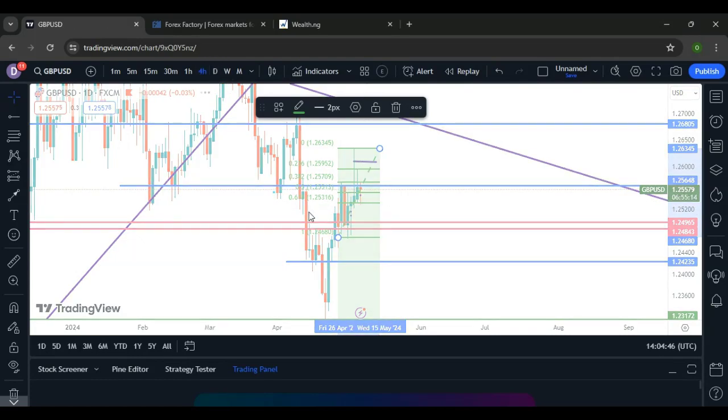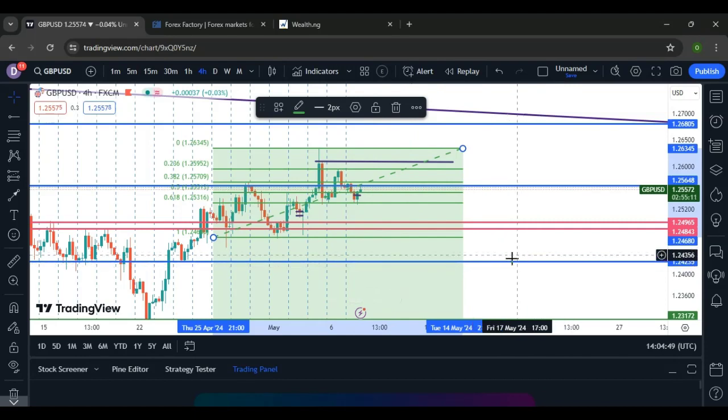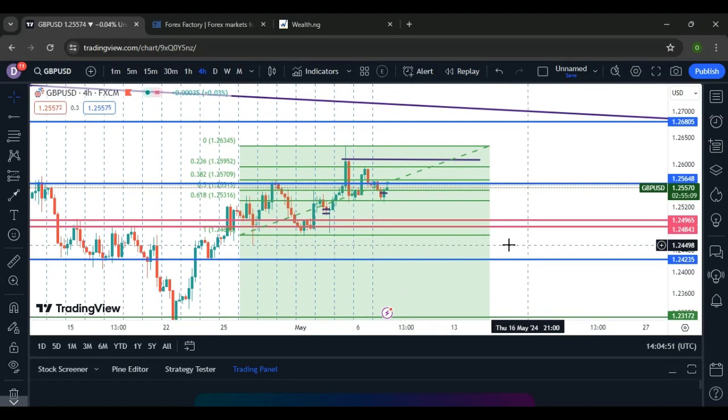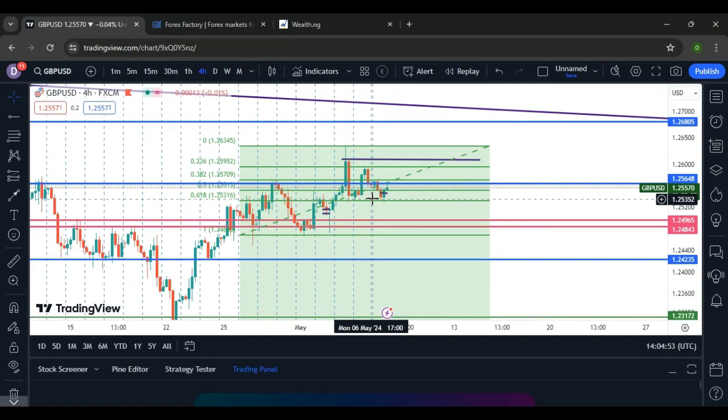Then let's go back to the 4-hour time frame. So upon getting here, you see the 50% Fibonacci level. When you are expecting the market to pull back, you expect the market to pull back to your 61.8 Fibonacci level. This is 61.8. This is 50%. So it should pull back into the area.